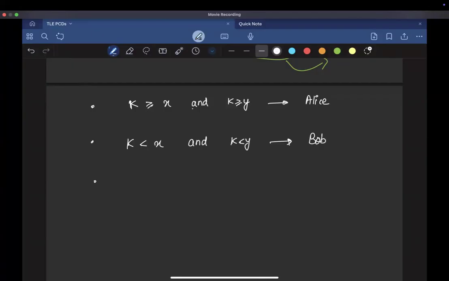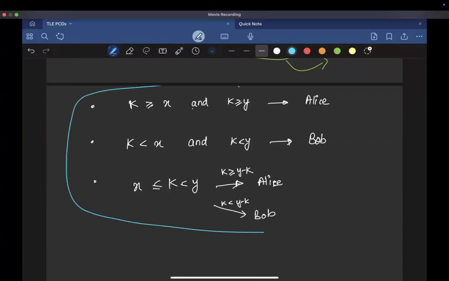Then, for the case when k is in the range, if k is greater than or equal to the smaller one and smaller than the bigger one, then it depends upon whether k is greater than or equal to y minus k or k is smaller than y minus k. If k is greater than or equal to y minus k, then Alice is winning. Otherwise, Bob is winning. That's it.